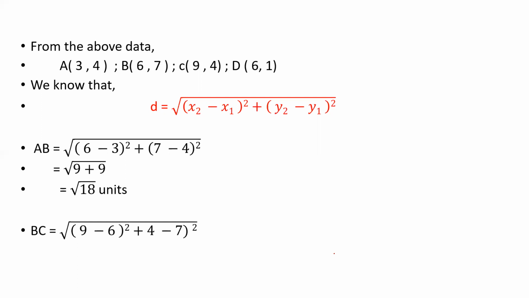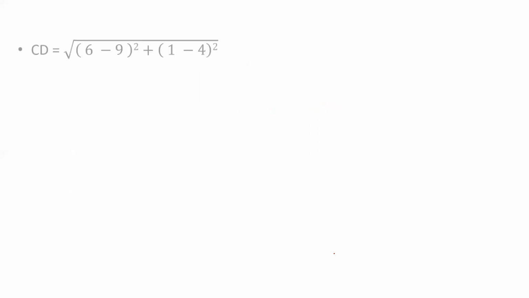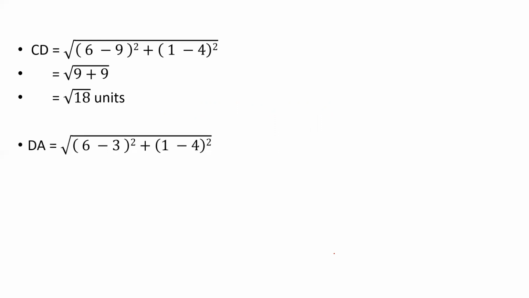Let's find the other one, BC. Substituting the values, 9 minus 6 square plus 4 minus 7 whole square. Again I get root 9 plus 9, which is root 18. AB is done, BC is done, and let me move on to CD. Root of 6 minus 9 whole square plus 1 minus 4 whole square. Again 9 plus 9, which is root 18. DA is root of 6 minus 3 whole square plus 1 minus 4 whole square, which is again root 9 plus 9, root 18 units.